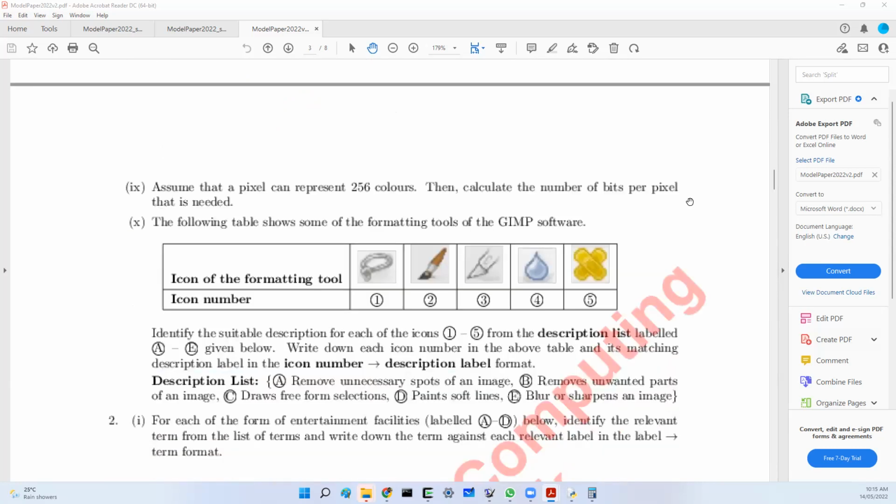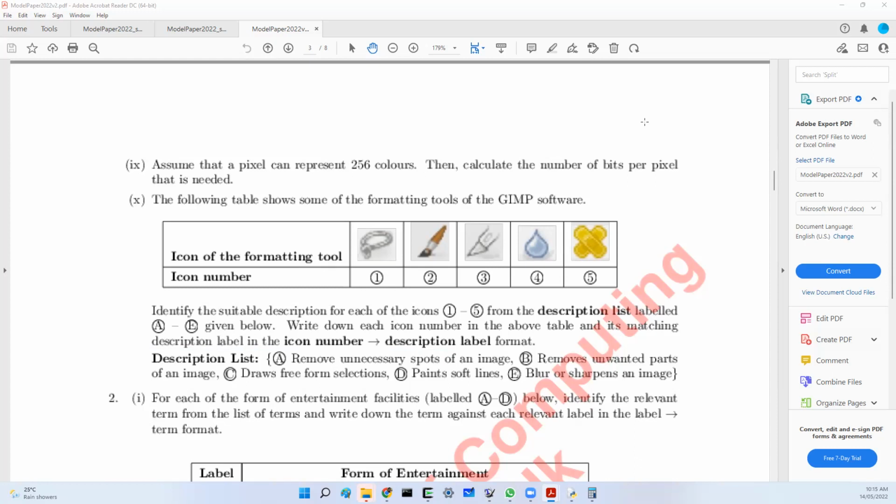Okay, so let's move to the ninth one. 8 bits per pixel. Yeah, we know that if you need to represent two colors, we need to use 1 bit, because with 1 bit we can have 0 and 1, which means we can represent two colors. Then when we have 4 colors, we can use 2 bits because we have 00, 01, 10, and 11. So if you have n bits, then you can represent 2 to the power n colors, isn't it? So if you have 256 colors, that means it's equal to 2 to the power n. We have to find out what n is. So n is 8. Good.